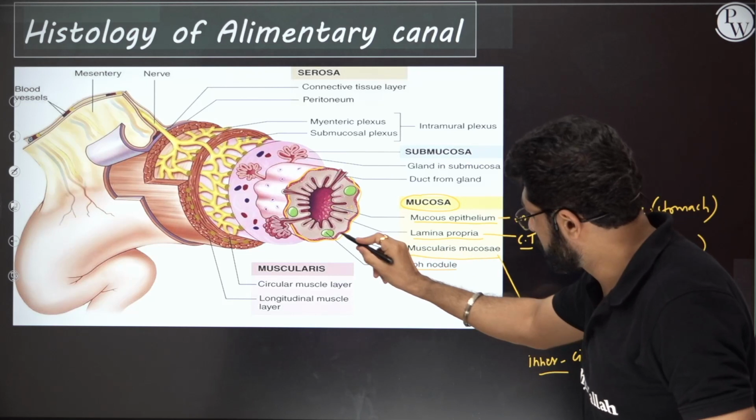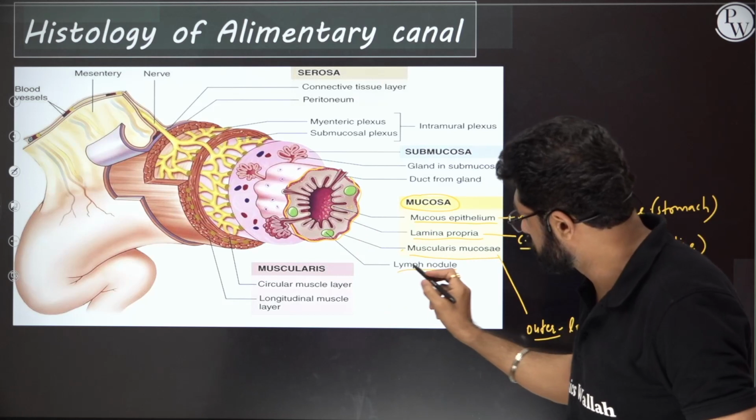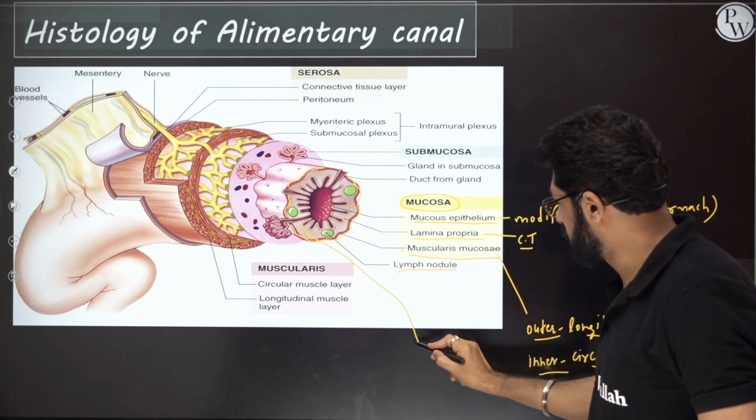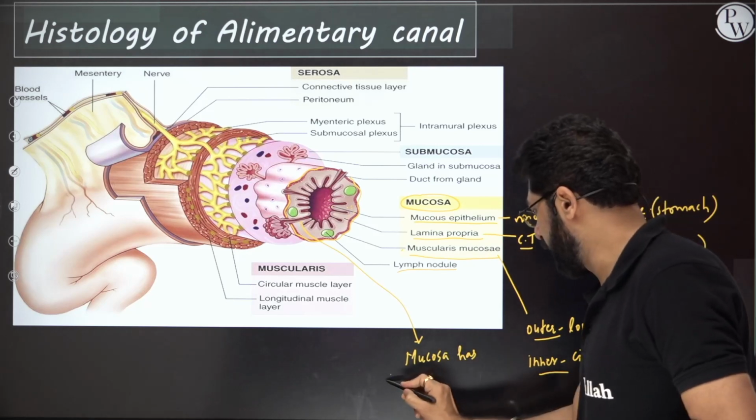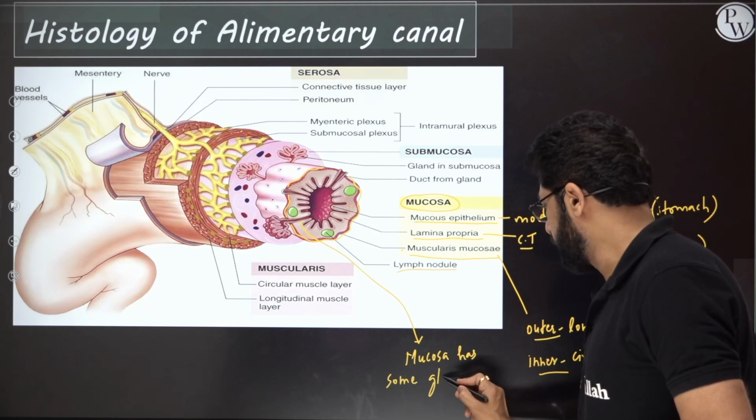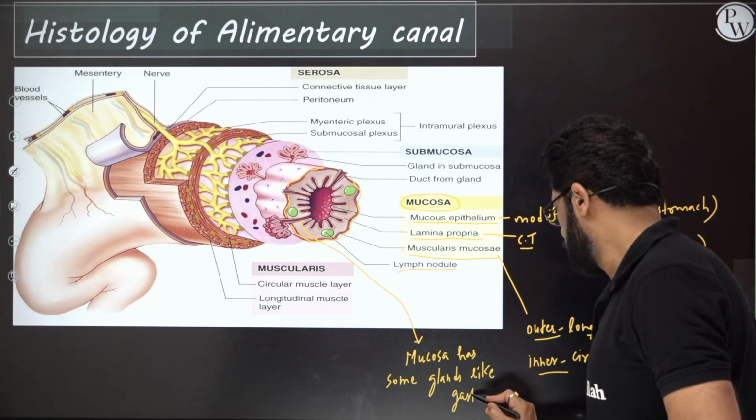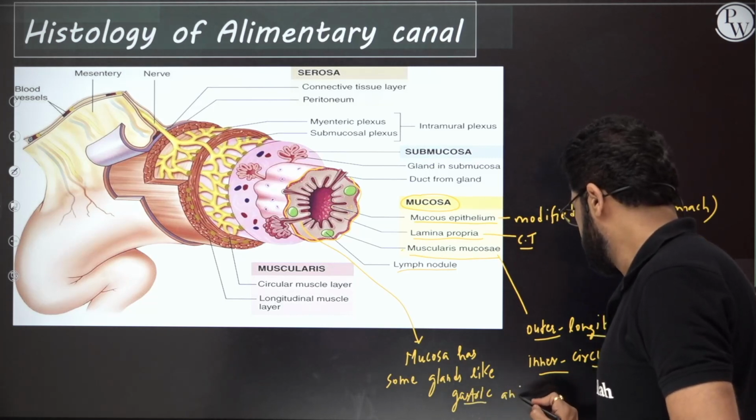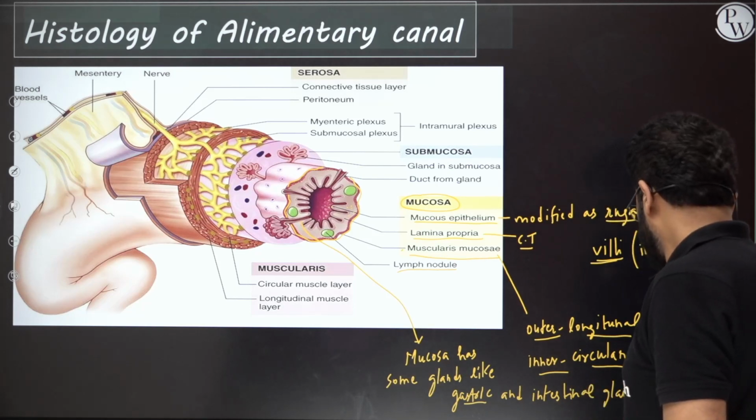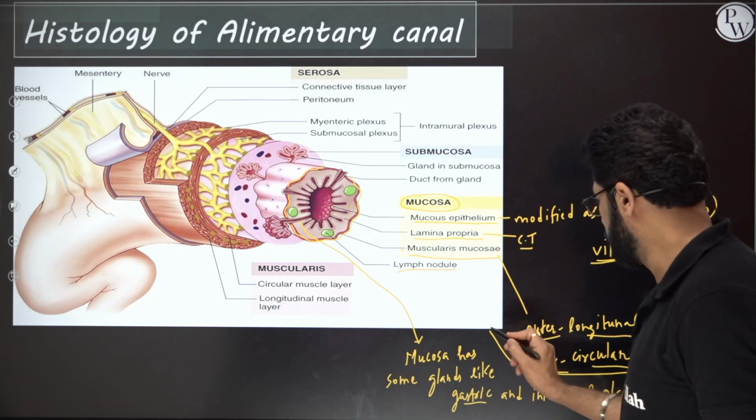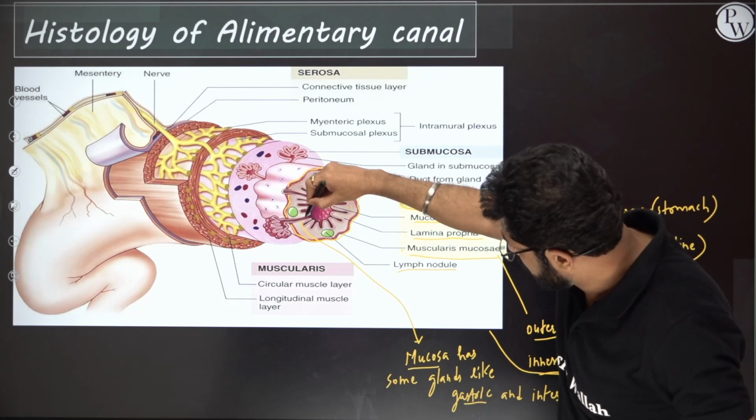Lymphoid tissue is present throughout this. Mucosa has some glands also. Which are the glands? Like gastric and intestinal glands. So intestinal glands and gastric glands are present in the mucosa layer. You can see here, this is the gland.